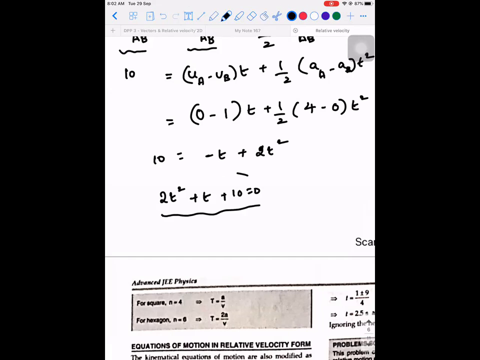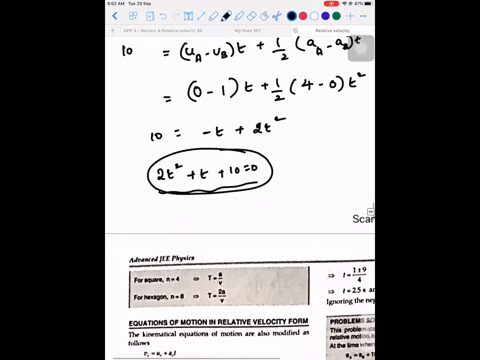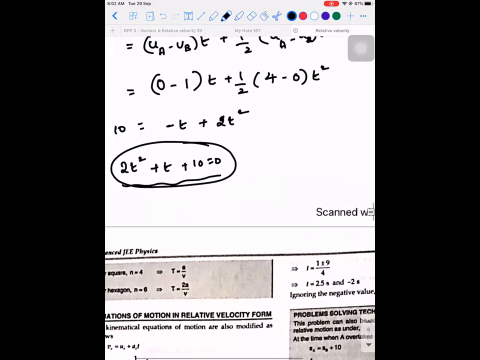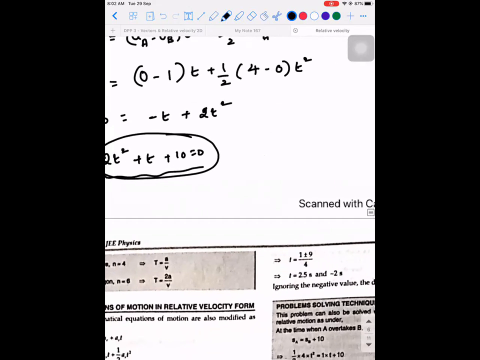Solve for this, you will get two values of t. From that, you have to choose one. The values that are coming out are 2.5 and minus 2. Minus 2 is ignored because time cannot be a negative value. Are you able to understand this? Yes, sir.